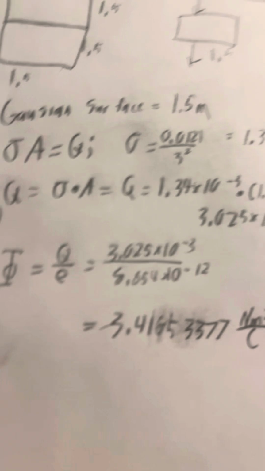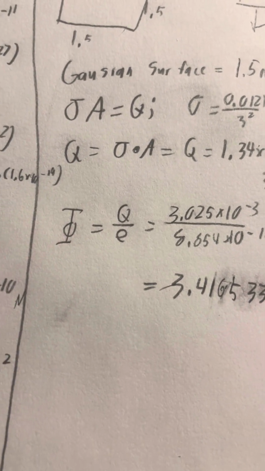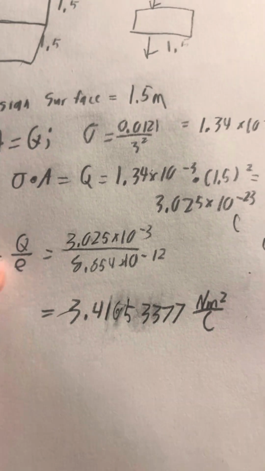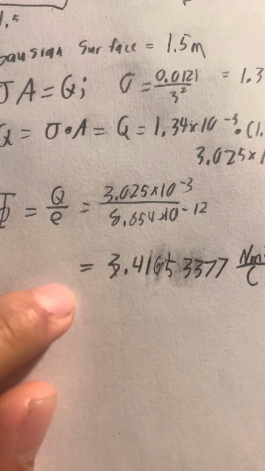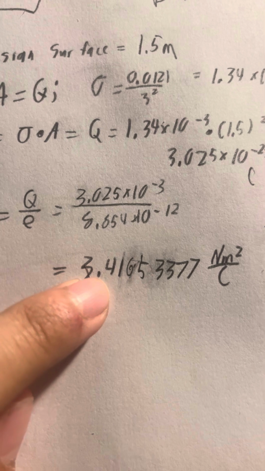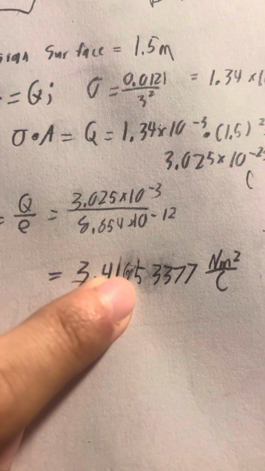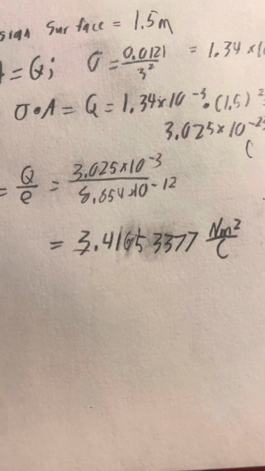And then we just substitute this into our final flux equation, which is charge over epsilon naught. So we use the charge from the previous steps divided by epsilon naught, and that gives us our final flux of 3.41653377 newton meters squared over coulomb.